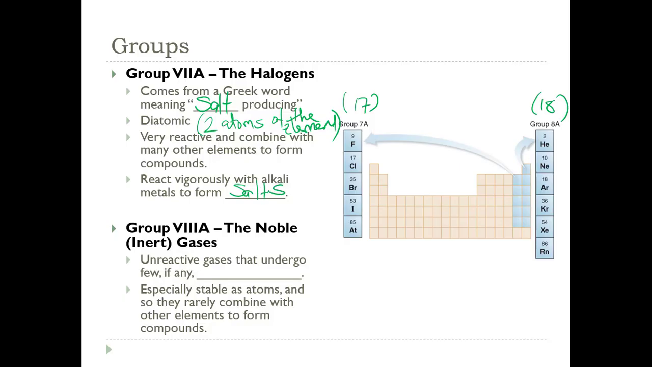Then group 8A or group 18, the noble or inert gases, are described as unreactive gases that undergo few, if any, reactions, hence their name, inert. So they don't typically undergo chemical reactions. They are especially stable as atoms, and so they rarely combine with other elements to form compounds.